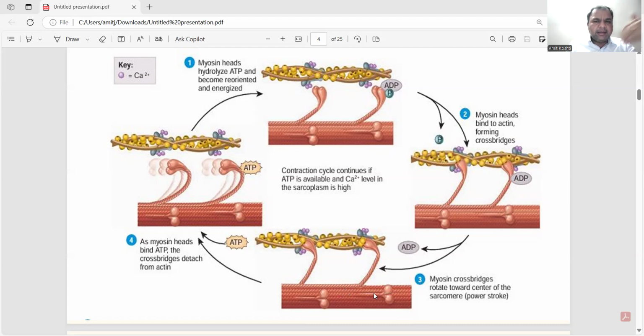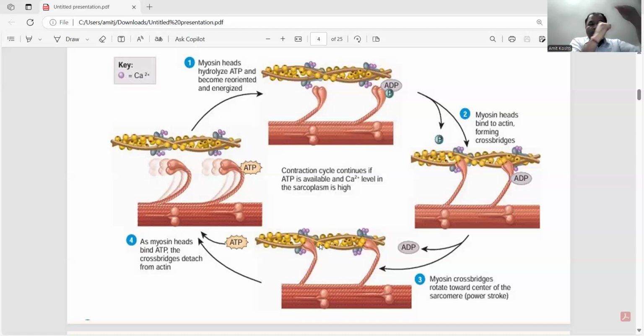Am I clear? Let me repeat. Up till now, you are clear that ADP is released and then the power stroke is carried out. Suppose this is the initial position, and the power stroke has happened. Now, it does not get detached from this actin molecule, but it remains attached. So how does it get detached? What is required to get detached from the actin molecule? ATP molecule is required.